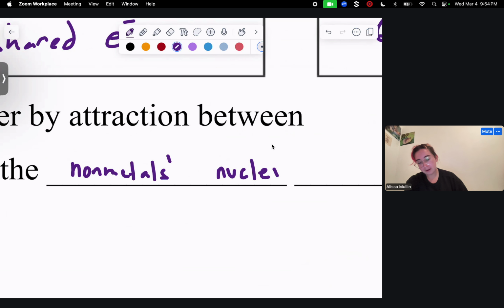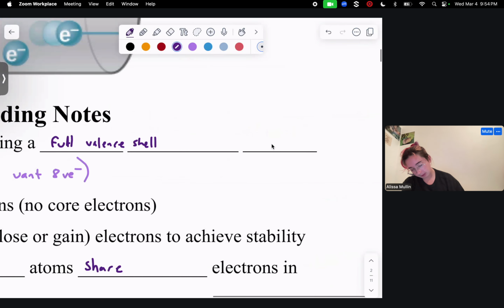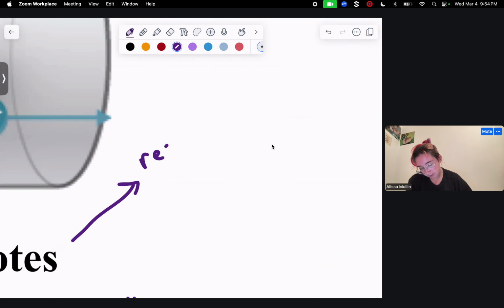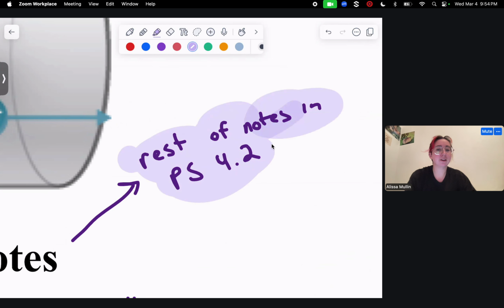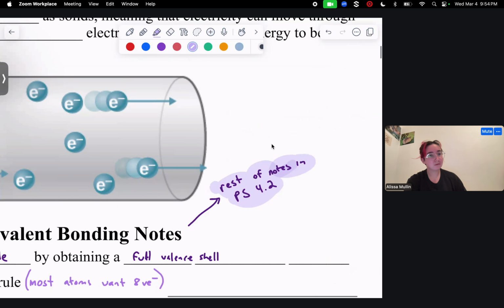So hopefully you already have PS 4.2 in front of you. For whatever reason, I insist on teaching this differently than some of my colleagues do. So the rest of our notes on this are actually going to be in 4.2. I'm going to make a little note so we remember. Make sure that PS 4.2 is in front of you, so that when you're looking back on these notes later, you can be like, where are the instructions? We have to look at that separate packet. So let's make sure we keep that on us, and let's move on.